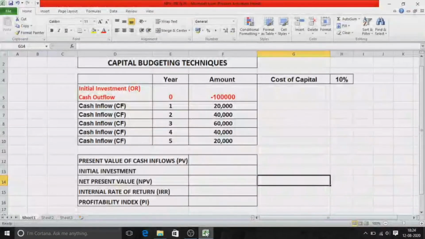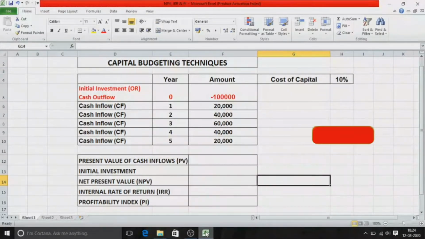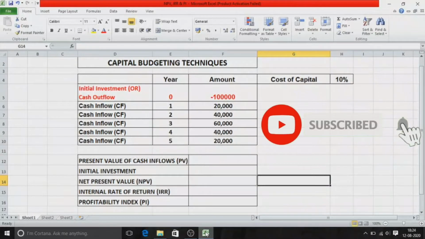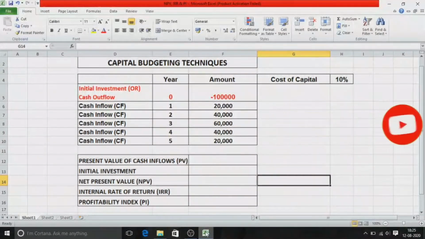Hello friends, myself Dr. Abhishek Maheshwari, and today we will discuss how to calculate NPV, IRR and profitability index in Excel. These three are very important techniques of capital budgeting.